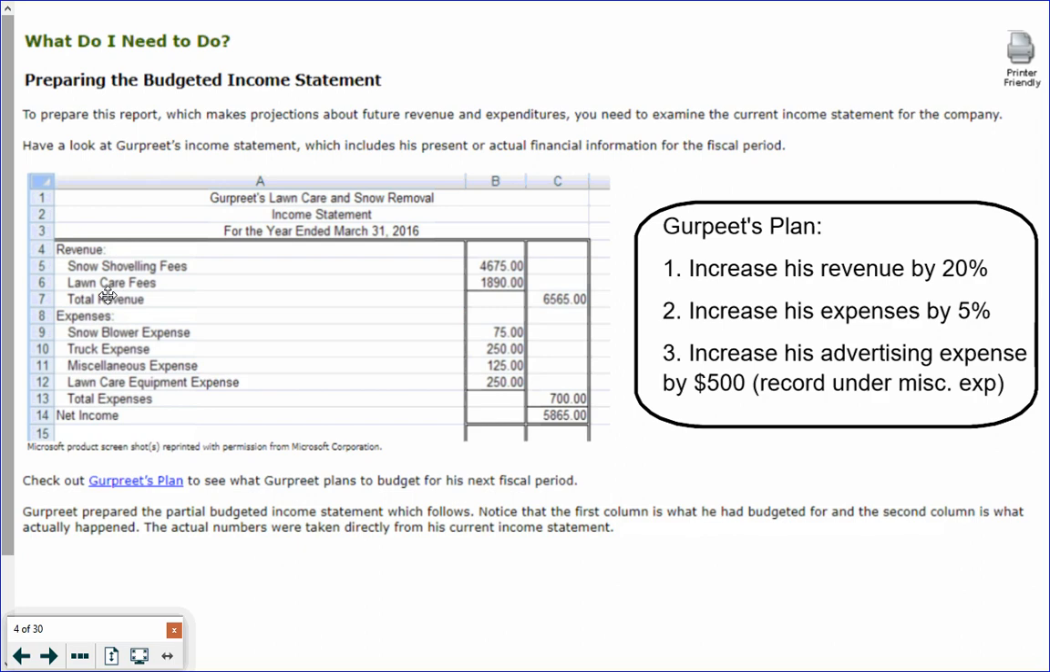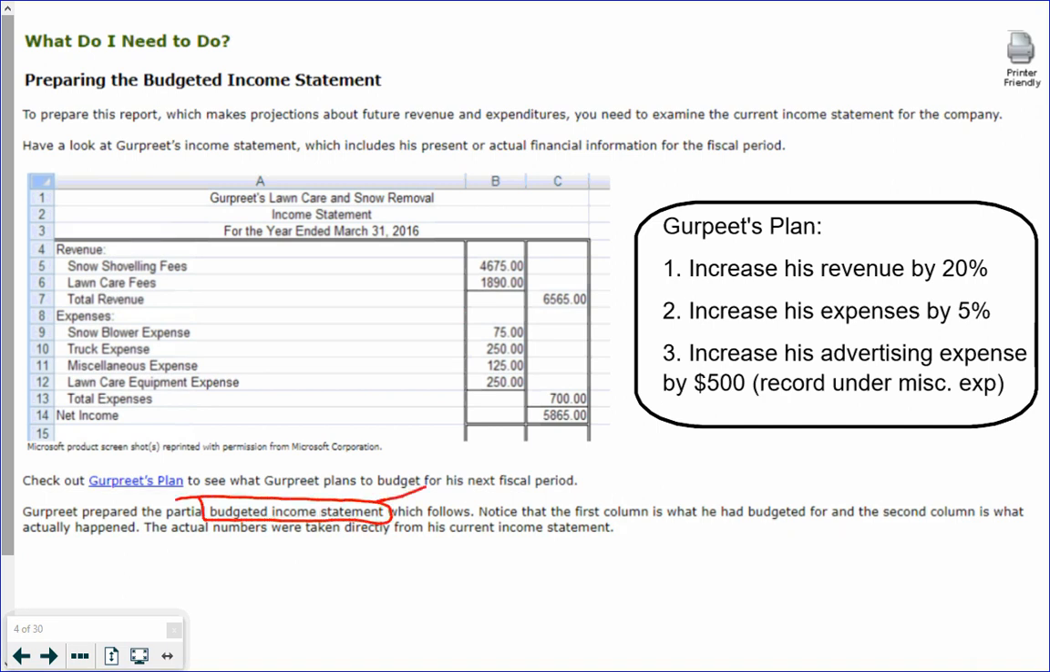His total expenses, so he had a snowblower expense, truck expense, miscellaneous expense, and lawn care expense. Total expenses was $700. So for March 31st, he had a net income of $58.65. That was his income statement. What we're going to create is a budgeted income statement.